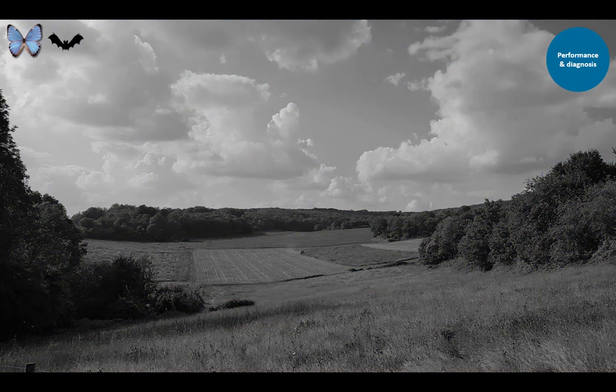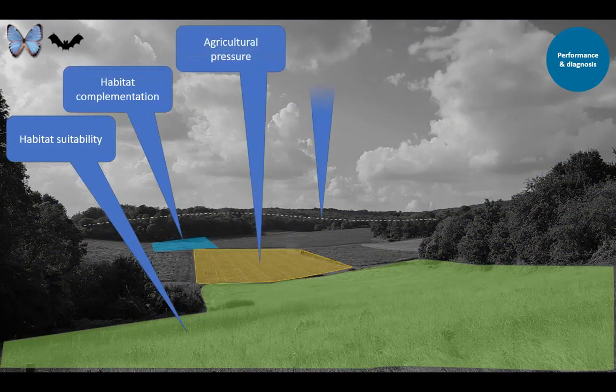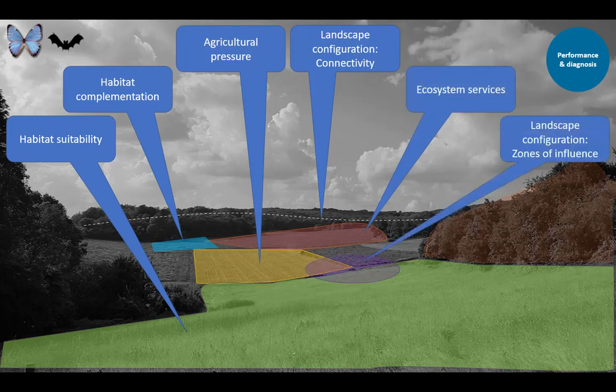We can use that data to try and make an assessment of habitat suitability, look at things like habitat complementation. Is there something missing, such as a food source or cover? We can look at assessing the agricultural pressure, what's going on in day-to-day management activities to understand what's causing any problems. We can look at the configuration of the landscape in terms of connectivity or zones of influence, or we can calculate the likely ecosystem services provided. These are all things that we can do to try and enhance our understanding and hopefully manage the landscape better.